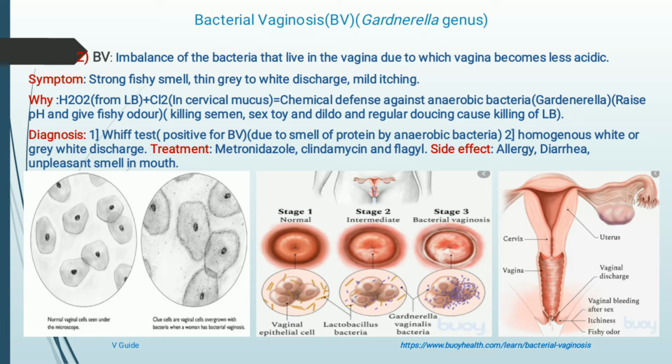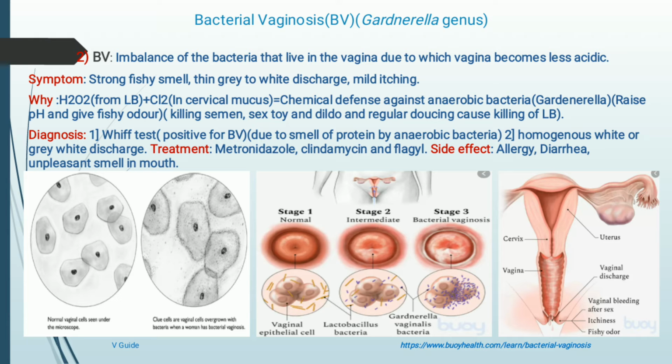Hello, welcome everyone. In the last video, I already told you about bacterial vaginosis, which is mainly caused by anaerobic bacteria of the Gardnerella genus. I told you about the symptoms, why bacterial vaginosis occurs in the female vagina, the diagnostic tests, the treatment, and the side effects of the treatment. This was all which I already told you.